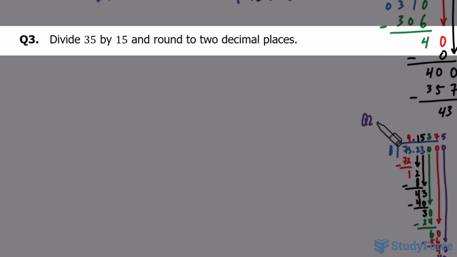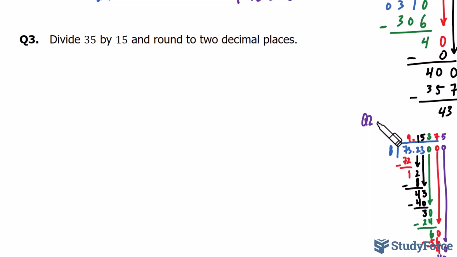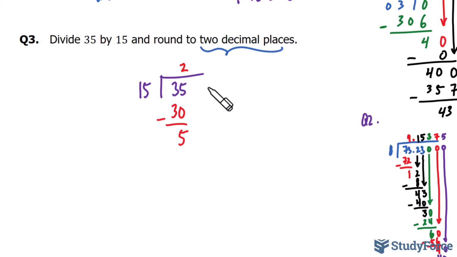Let's do one more example. This time the question reads, divide 35 by 15 and round to 2 decimal places. That's our divisor, and 35 is our dividend. 15 does not fit into 3, so we take into account both digits. 15 fits into 35 2 times. 2 times 15 is 30, and we subtract, we end up with a remainder of 5. Well, we want 2 decimal places, so we'll introduce a decimal point and a 0, which we'll bring down. 15 fits into 50 3 times. Notice that I introduced the decimal point in the quotient. 3 times 15 is 45. And that amounts to another remainder of 5.